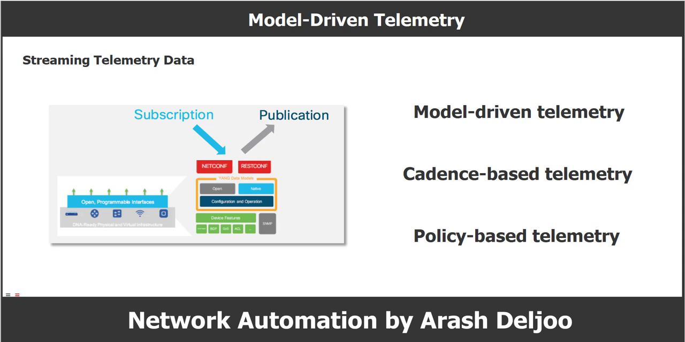Okay, let me explain about three methods of streaming telemetry. First, model-driven telemetry. It provides a mechanism to stream data from a model-driven telemetry capable device to a receiver. The second, cadence-based telemetry, continuously streams operational statistics and state transitions at a configured cadence or time frame. And third, policy-based telemetry streams data to a receiver using a policy file that defines the data to stream and the frequency for getting the data.